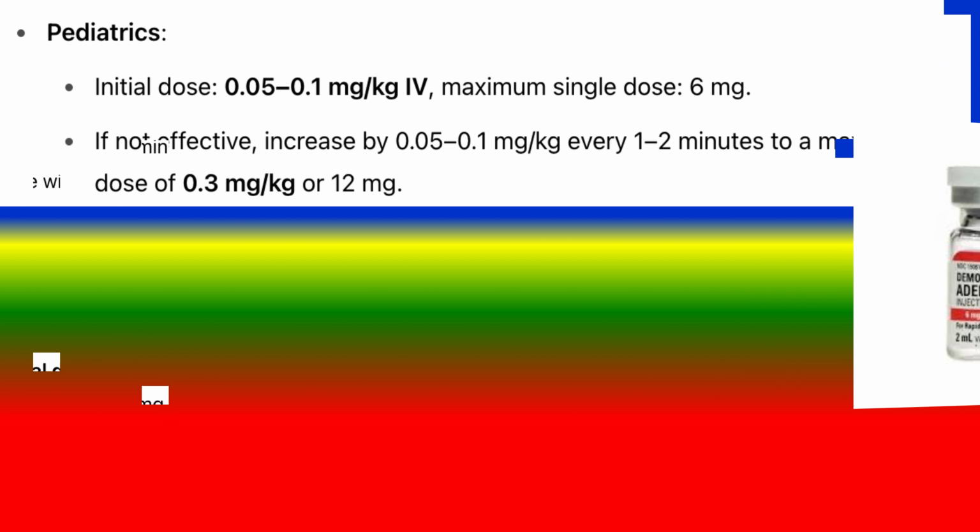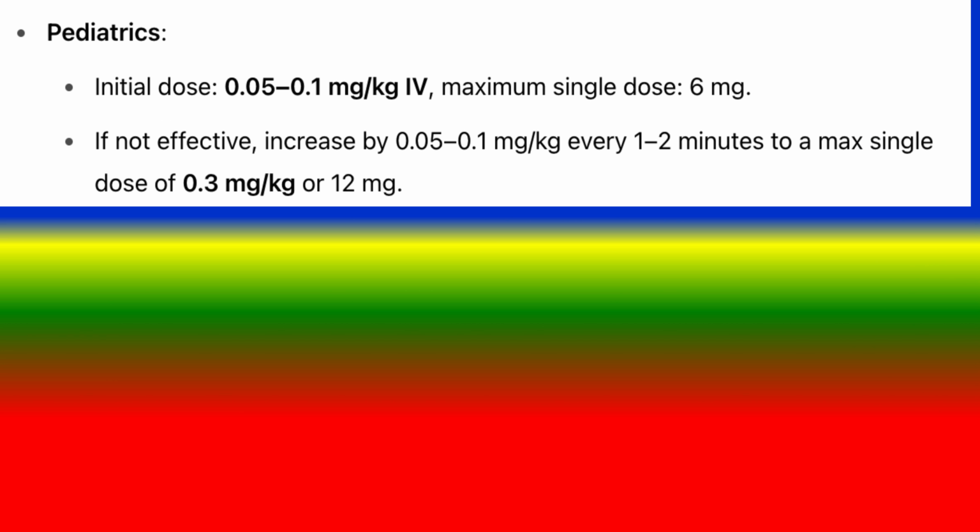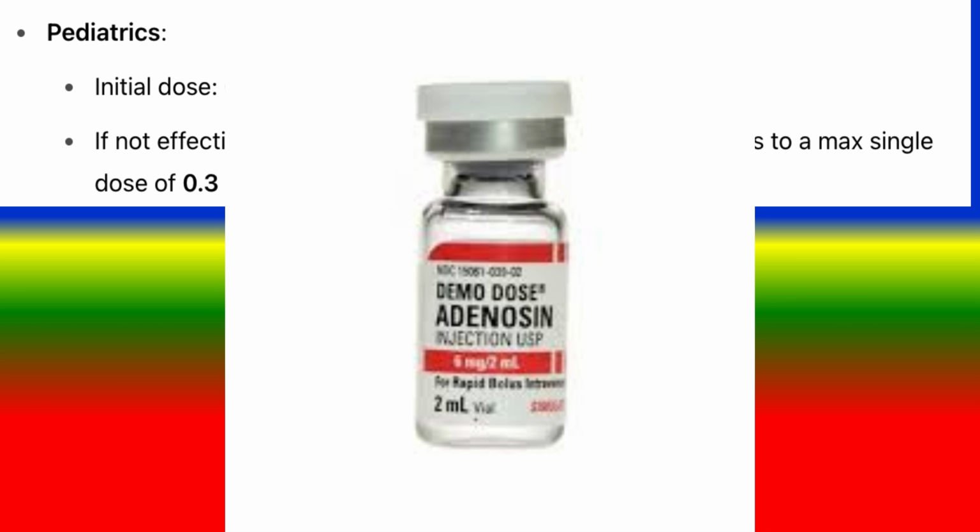Pediatrics: initial dose, 0.05 to 0.1 milligram per kilogram IV. Maximum single dose, 6 milligrams. If not effective, increase by 0.05 to 0.1 milligram per kilogram every 1 to 2 minutes to a max single dose of 0.3 milligram per kilogram or 12 milligrams.